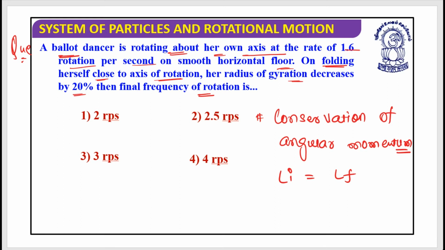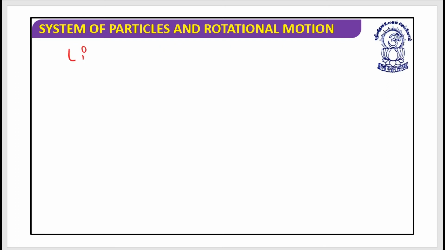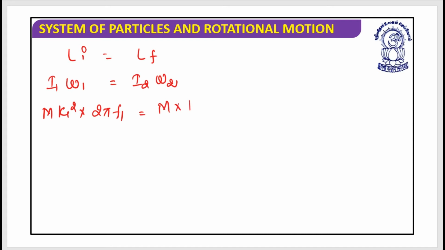What I understand is that L is equal to I omega. Li is equal to Lf. So this is I1 omega 1, which should be equal to I2 omega 2. While I write I1, it's m into k1 square multiplied by omega 1, which is 2 pi into frequency 1. This is equal to m into k2 square into 2 pi into f2. So m is gone, 2 pi has gone. So this is k1 square into f1, which is equal to k2 square into f2.